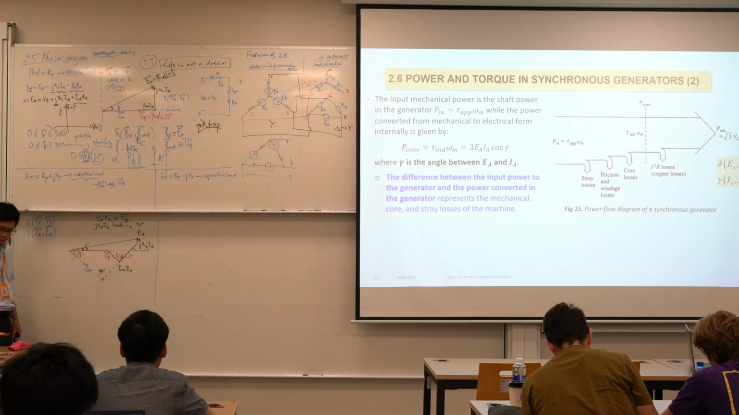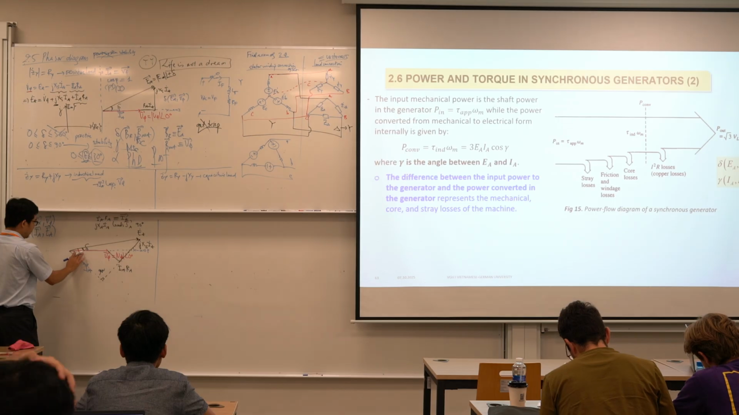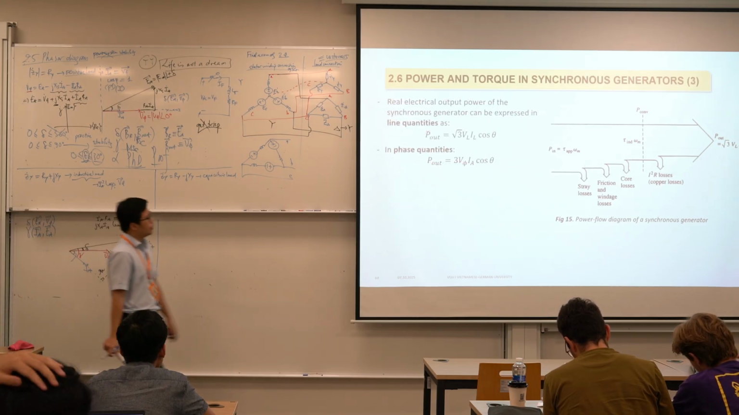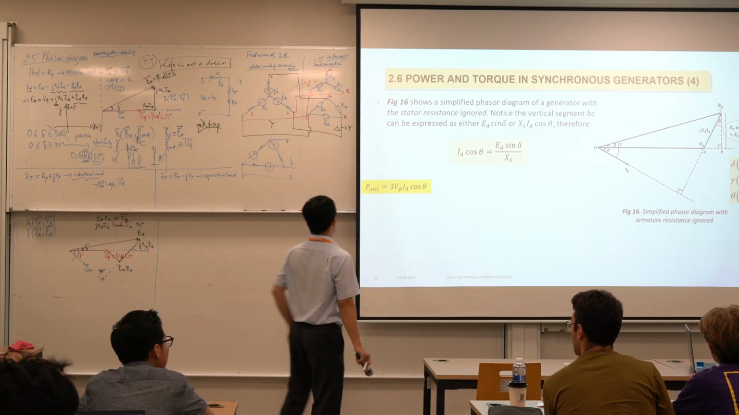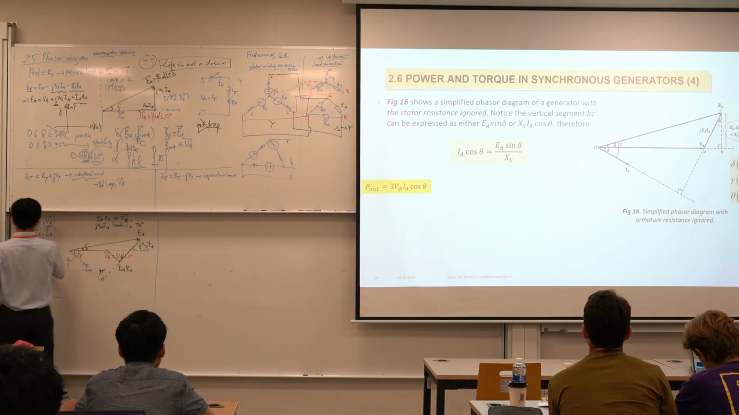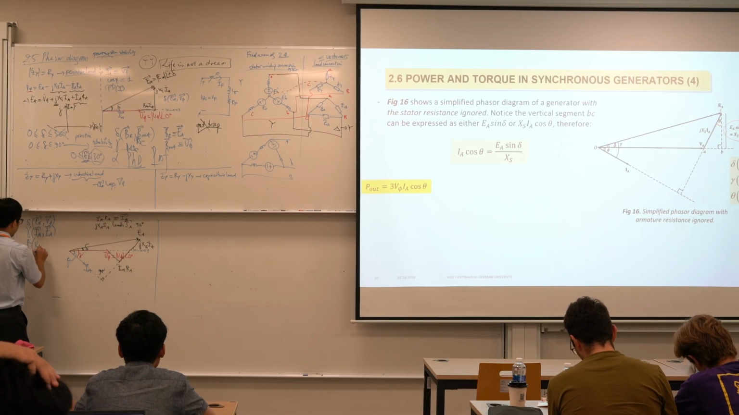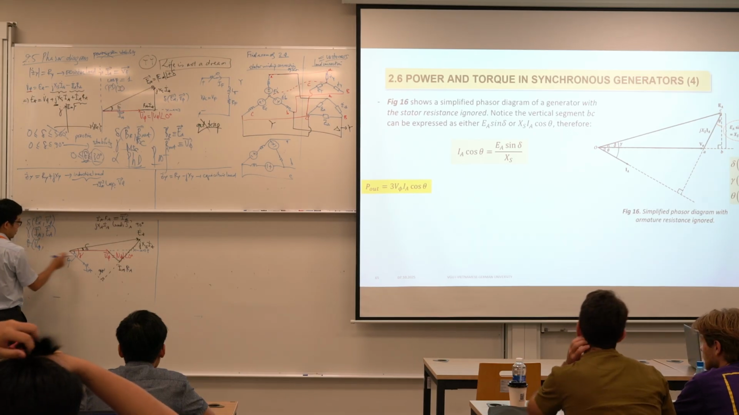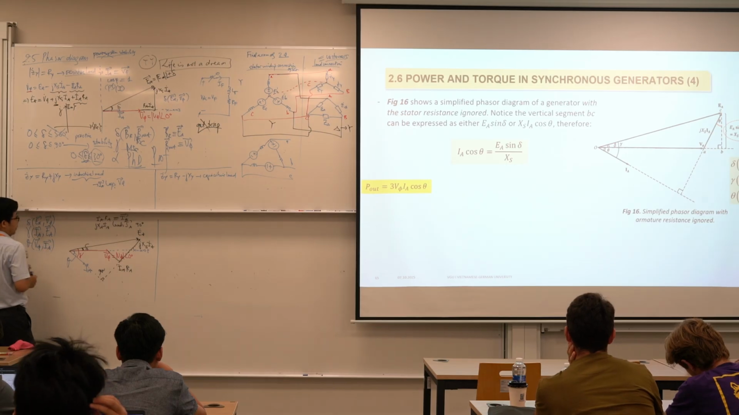And this one, let me remember. Maybe we double check. Let me check. Oh, thank you so much. Here, this is theta. So theta is the phase angle between what? V phase and IA, or IA and V phase.